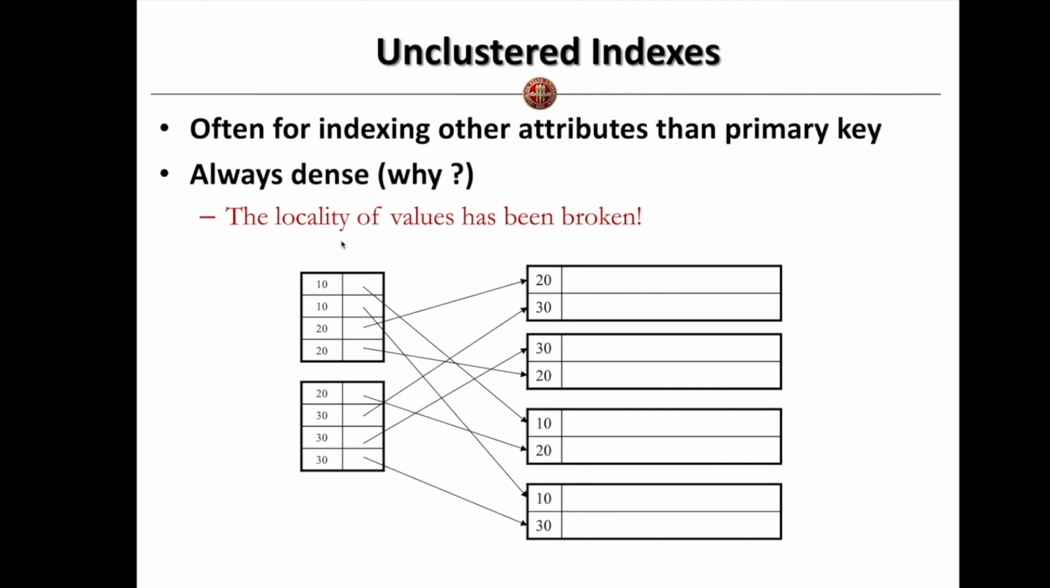Because of this reason, the order has been broken for real world database systems, and we have to build very dense index tables. Okay, so these are the different examples of index tables we can create in database systems.